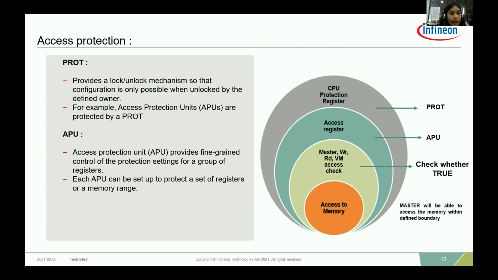With APU, we have access protections that provide fine-grained control of the protection system for a group of registers. APU will be able to configure the region of a memory. If we want to use a memory region, we can use APUs. This also provides no access, read only access, write only access, or both read and write access. I'll be mentioning in the next slide why we need APU.